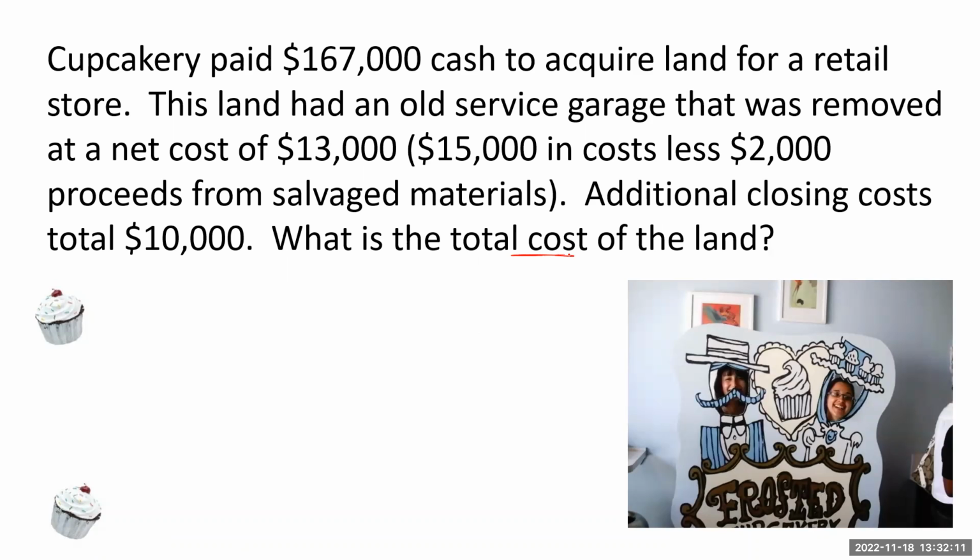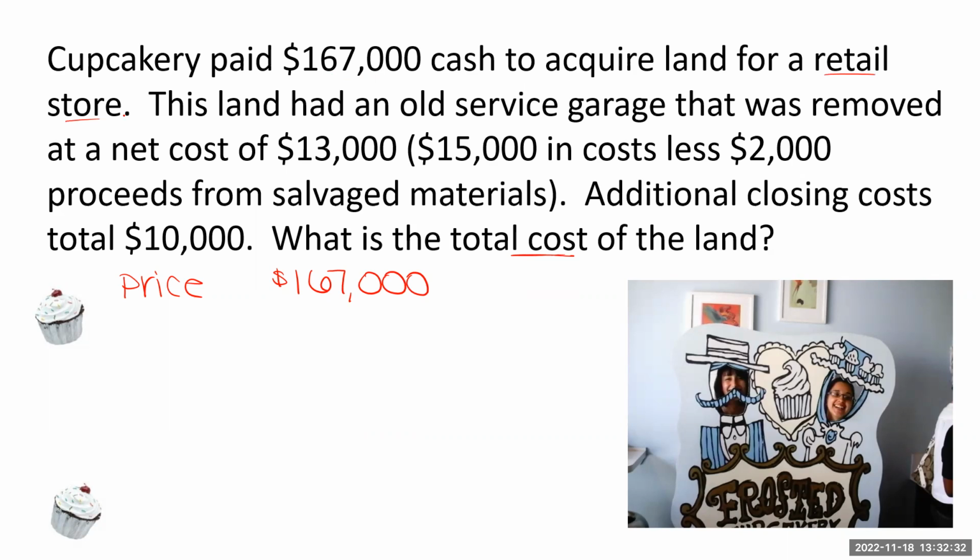Okay, so we have Cupcakery. They paid $167 cash to acquire the land. Okay, so that's your original purchase price, $167. Okay, the purpose of why they are buying this land is to build a retail store. So that's its intended purpose.